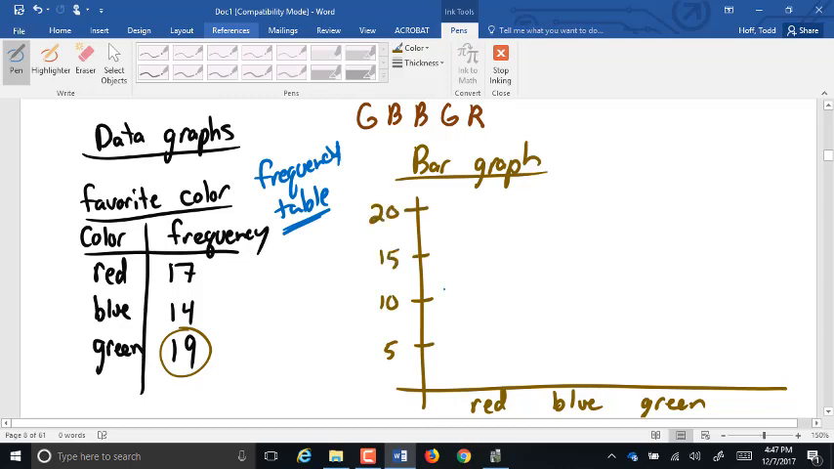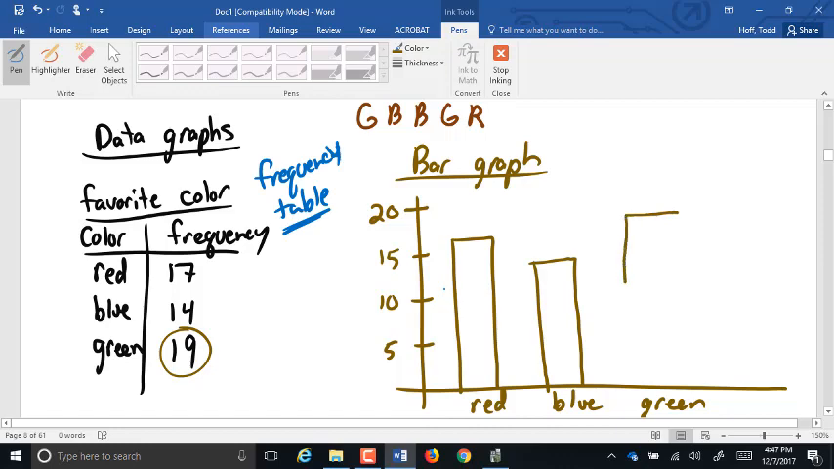Notice I didn't mark off every space. I went up by 5s. Red is 17, so it has to go up that far. Blue is 14. Has to go up that far. Green is 19. Has to go up that far.